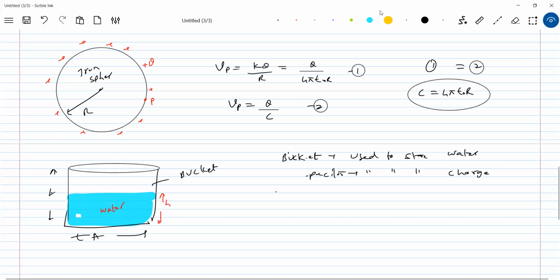Because what is the maximum capacity of this bucket? Say 10 liter means I can store 10 liter. Can I store 5 liter? Yes, it will permit. The bucket won't say you can only store 10 liter. Anything from 0 to 10 liter. The same thing: this particular conductor also has some capacity, and within that capacity you can store some amount of charge, any charge between 0 and Q max. Who will determine that Q max? It depends upon the capacitance. Okay, got this?